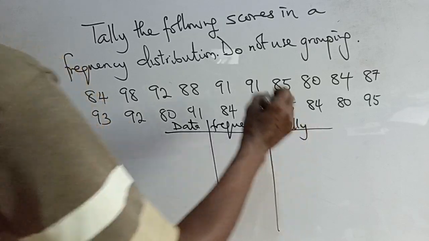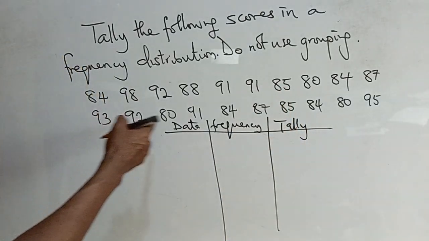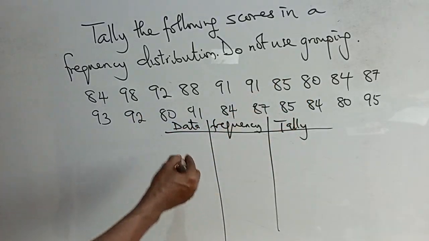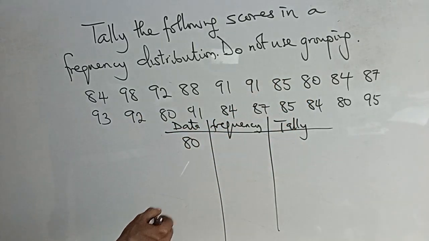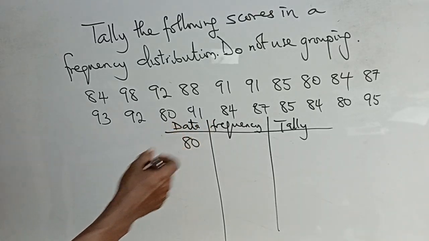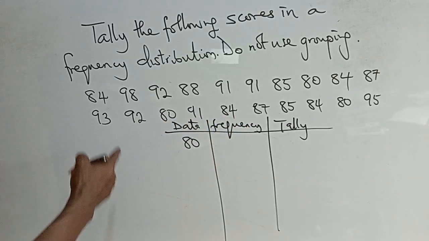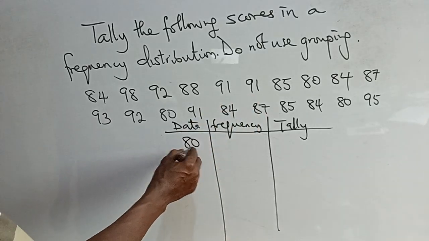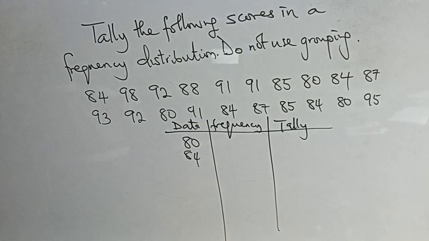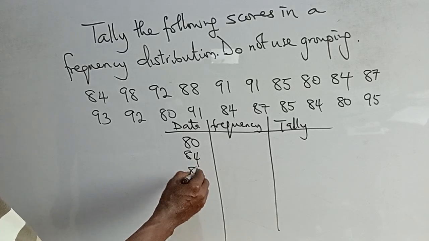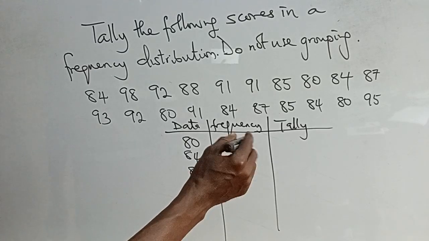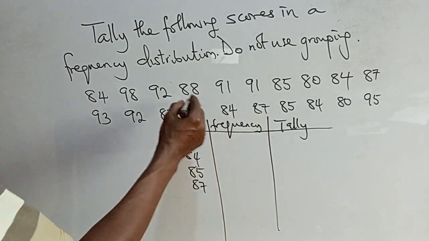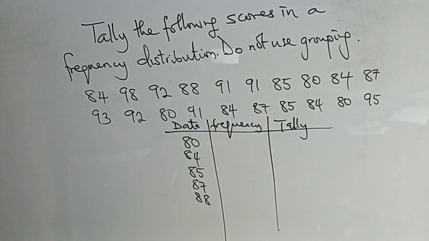Okay, so let's look at it. The smallest value here is what? I think it's 80. Are they in consecutive numbers? Do we have 81? No. Do we have 82? No. 83? No. 84? Do we have 85? Yes. Do we have 86? No. We have 87? Do we have 88? Yes, we have 88.